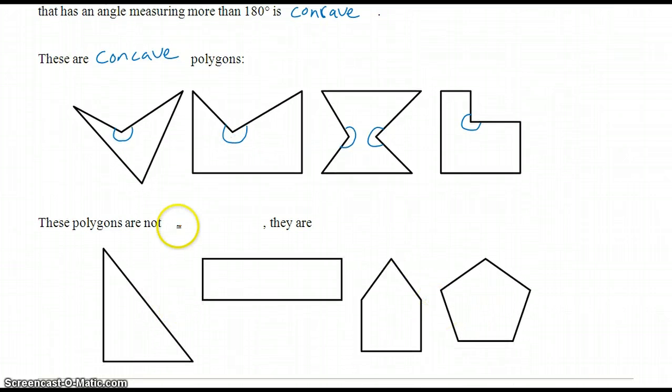These polygons are all not concave. The opposite of concave is called convex. All of the angles in these polygons have measures that are less than 180 degrees. To help you remember the difference between concave and convex, think of caved in, dented in. All of these polygons have a side that has been dented in or caved in. The opposite of concave is convex.